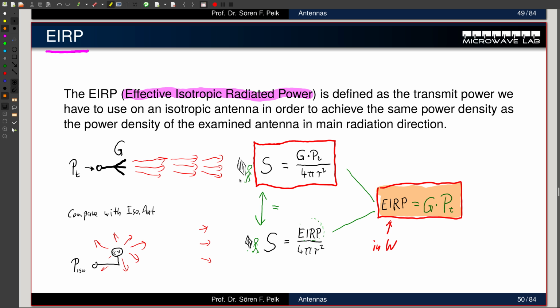And when I design a receiver, I want to know that value. I do not need to know the gain and the transmit power separately. It doesn't matter to me. I only need the power. I need the product here. And that's why you can also write this formula here in a different manner.